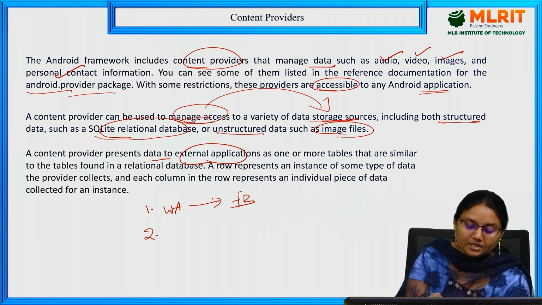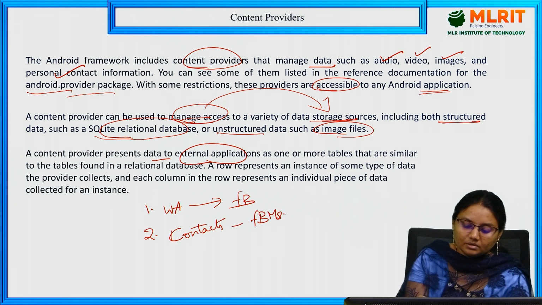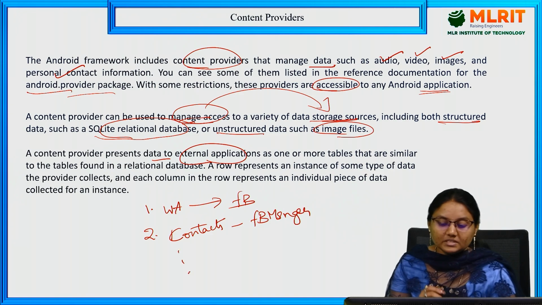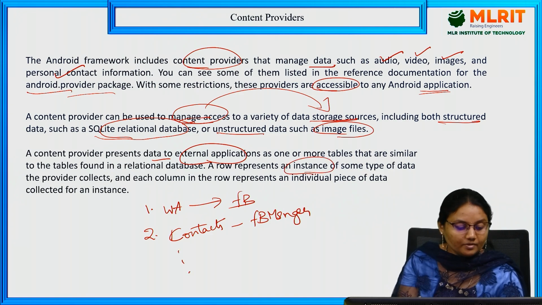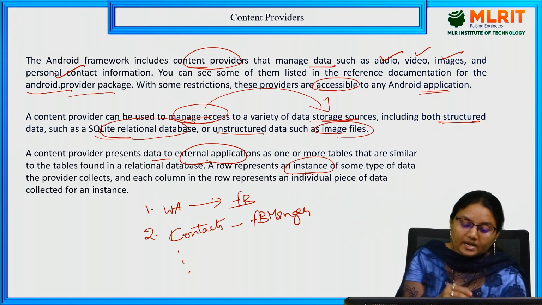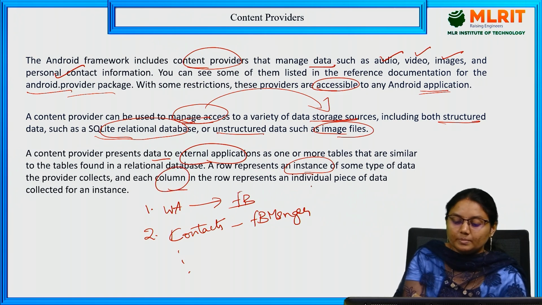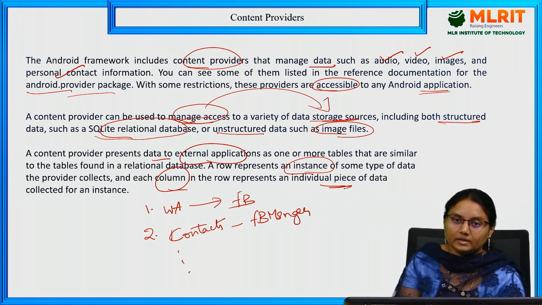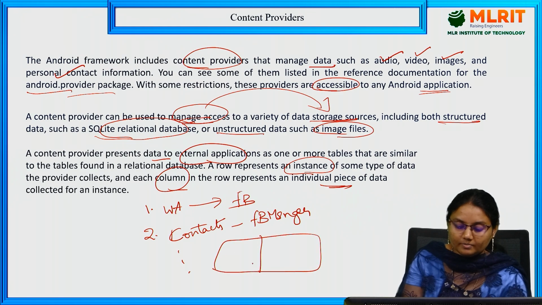Second example is from contacts to Facebook Messenger, and so on. A row represents an instance of some type of data the provider collects, and each column in the row represents an individual piece of data. So you'll have a row and column interface.